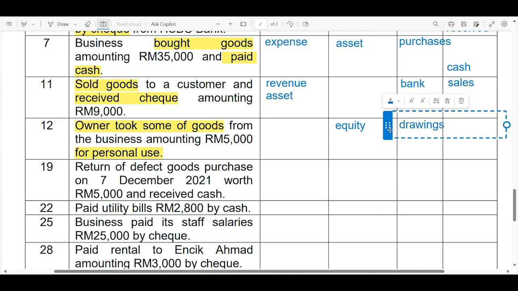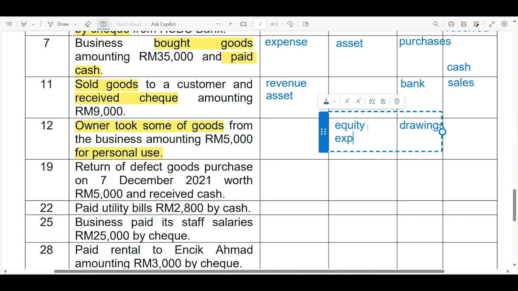What is it that the owner took from the business? Goods. When the business purchased goods, we said that expense increases, and then we debit purchases account. So when the owner took goods, expense decreases.